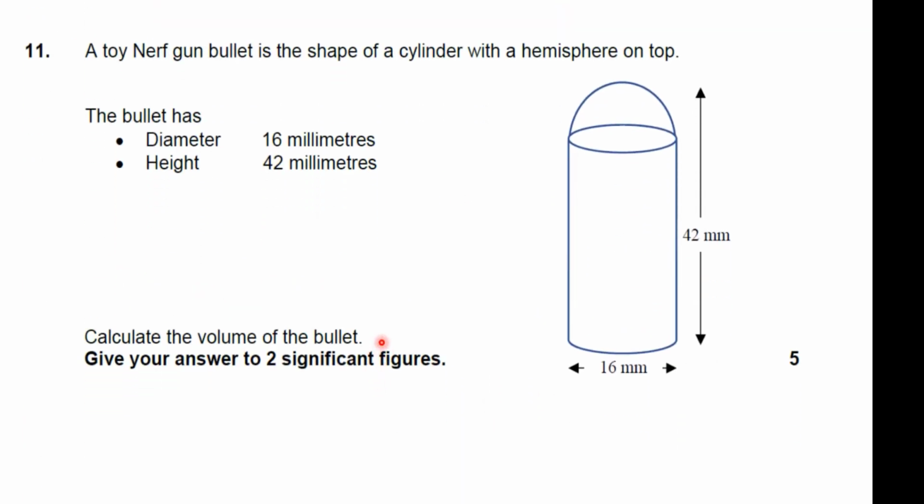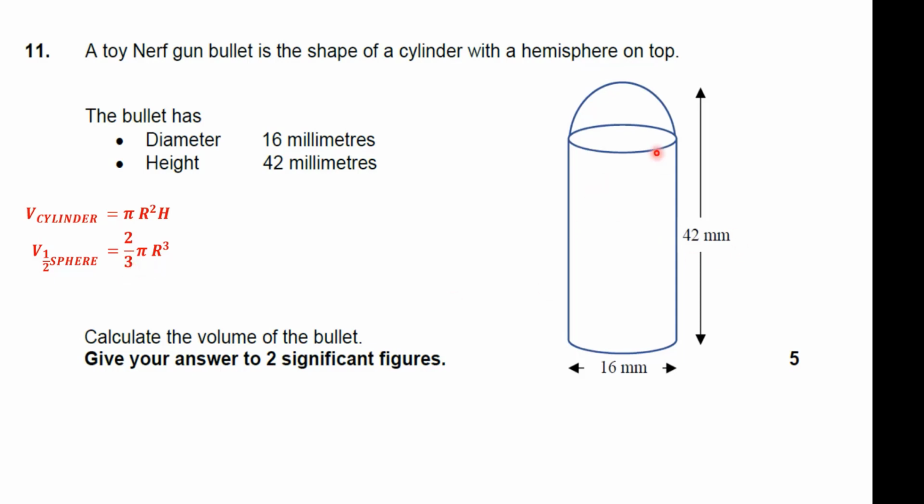Question 11 is about the volume of this shape. It's a cylinder with a hemisphere. So you've got to know the formulas for cylinder, which is pi r squared h, and a half sphere, hemisphere, is, well, a sphere is 4/3 pi r cubed. From the formula sheet, we want half of it, so it's 2/3.